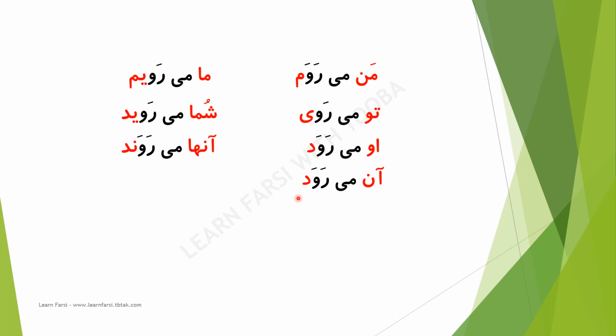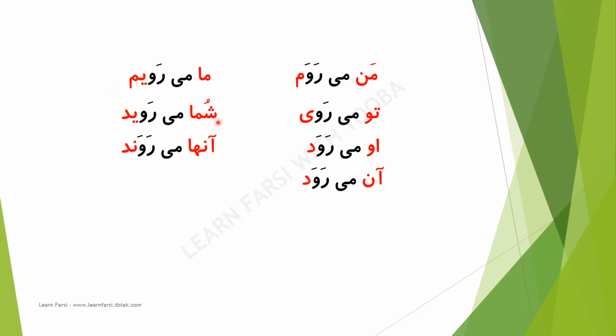Both are correct. ما می رویم. ما is the subject pronoun here, and im is the verb ID, and it represents ما. So we have the choice to say ما می رویم or می رویم, meaning we go. If you say ما می رویم, it's correct. And if you say می رویم, again, it's correct.